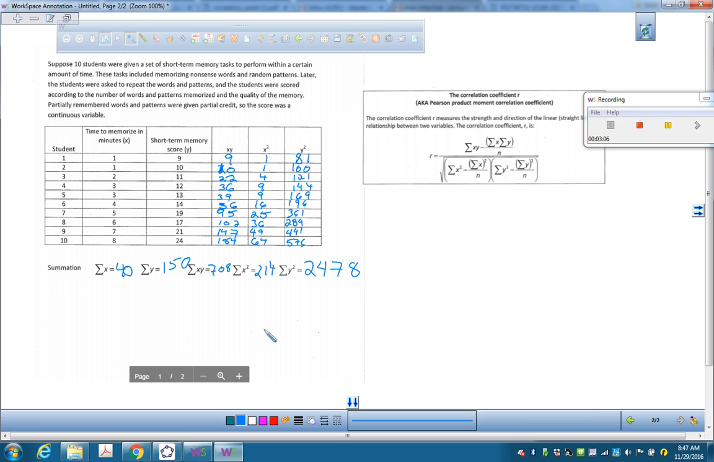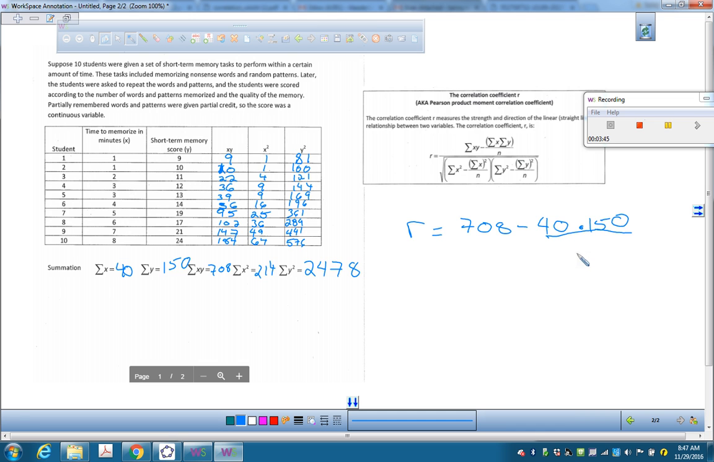And now I take all that stuff and I plug it into this lovely formula right over here to find the correlation coefficient, which is R, which is basically how well this data fits a line. So the sum of the xy's, where's the sum of the xy's? 708. So we're going to do this 708 minus the sum of the x's times the sum of the y's. 40 times 150, divided by n.